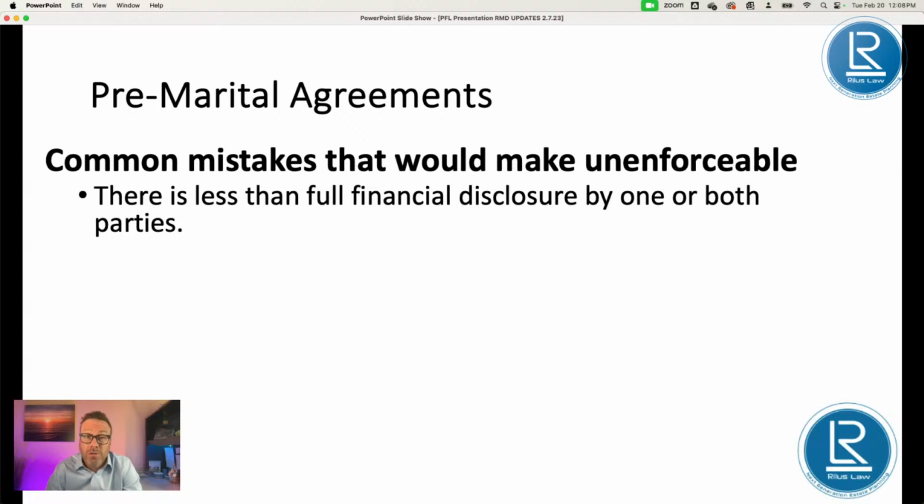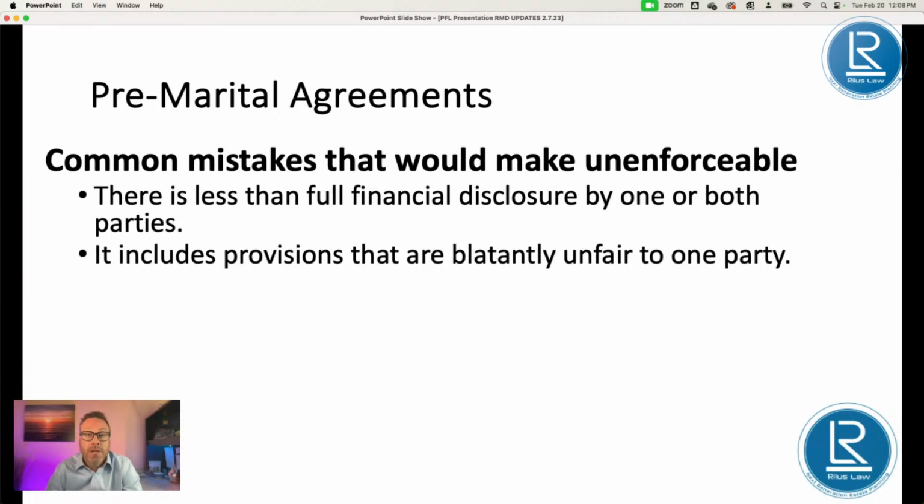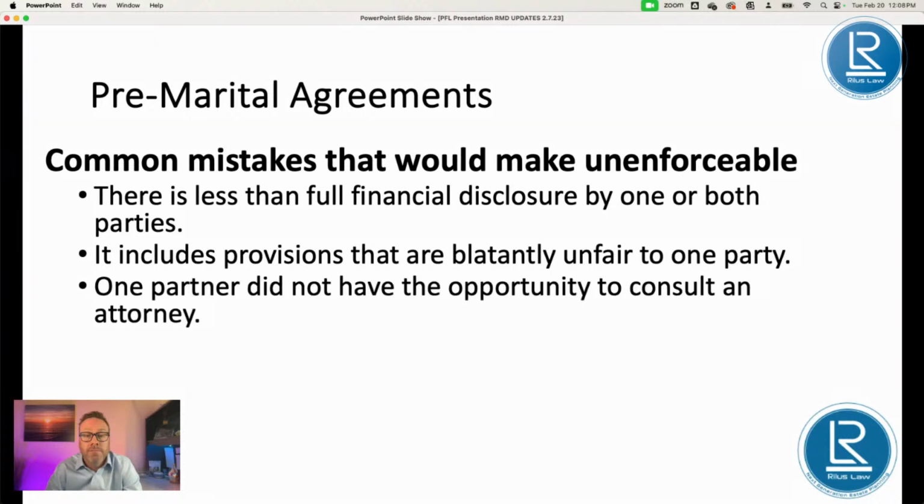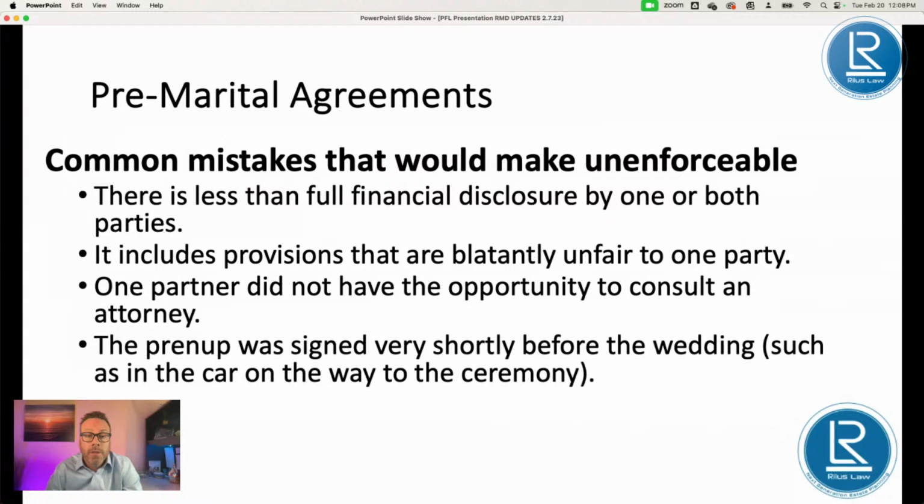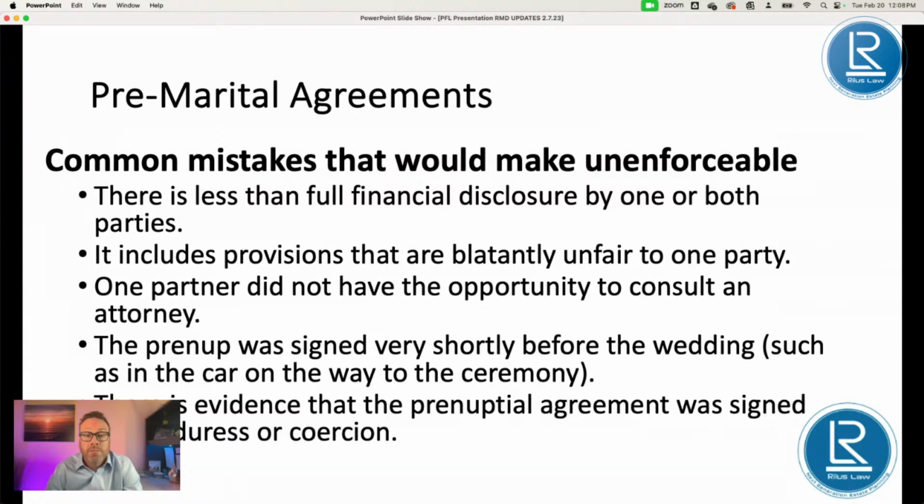Common mistakes that make agreements unenforceable: if you don't disclose everything, there has to be full financial disclosure. Anything that's unfair to one party, if they didn't have a chance to consult with an attorney, not enough time, or duress or coercion.